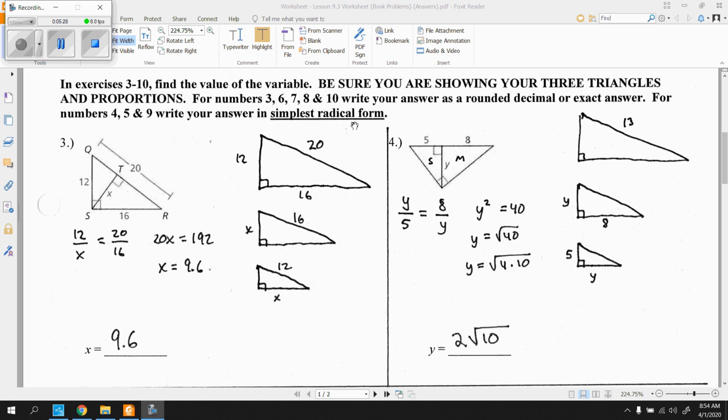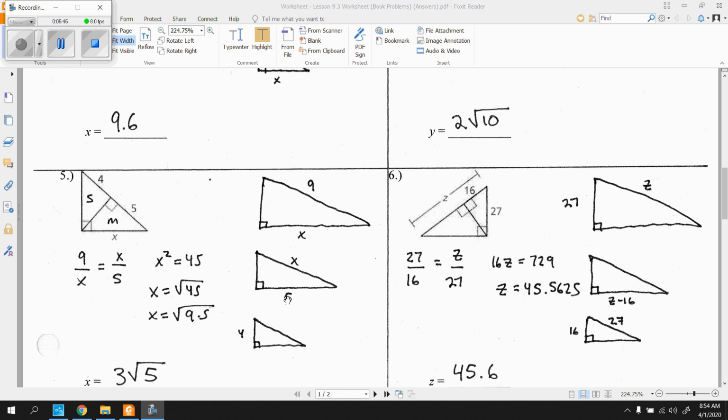And then pay attention to some of these ones. Some of them just lend themselves better to decimals, which I said are fine. Like this one was definitely a decimal answer, versus 4, where that's a situation where we want to keep practicing with the simplest radical form. So that's kind of the process. I'll scroll through a couple here.